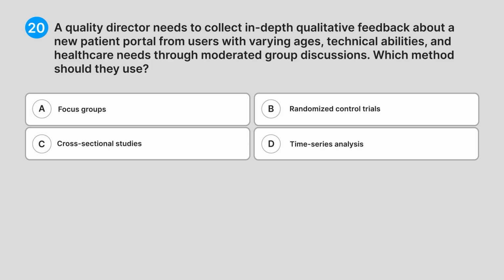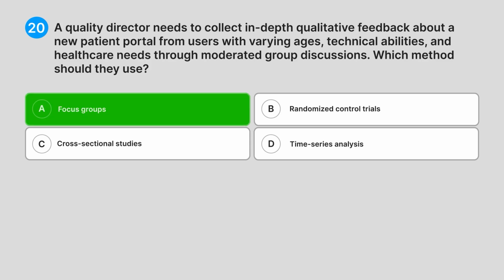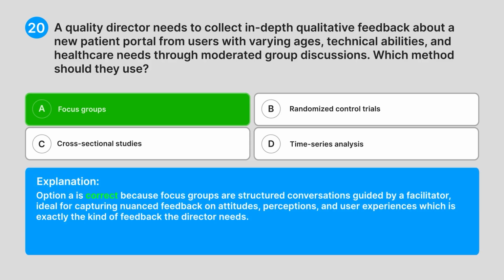Correct answer, A. Focus groups. Explanation. Option A is correct, because focus groups are structured conversations guided by a facilitator, ideal for capturing nuanced feedback on attitudes, perceptions, and user experiences, which is exactly the kind of feedback the director needs.